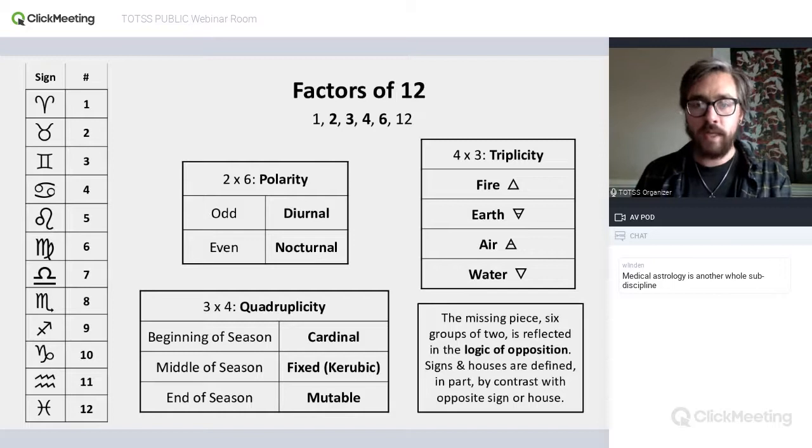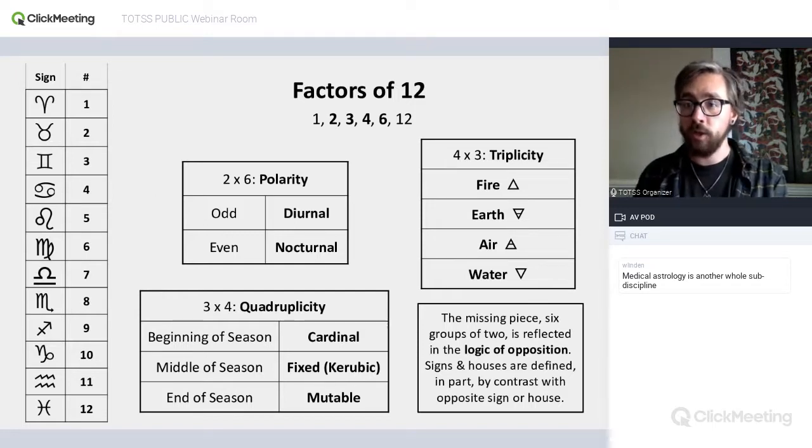And then we get to Cancer. Cancer is the beginning of summer, so that's a cardinal sign again. So we're just going down through the list: cardinal, fixed, mutable, cardinal, fixed, mutable. That just loops all the way around in a constant alternation of cardinal, fixed, mutable, which is also the beginning, middle, and end of each of the 4 seasons.